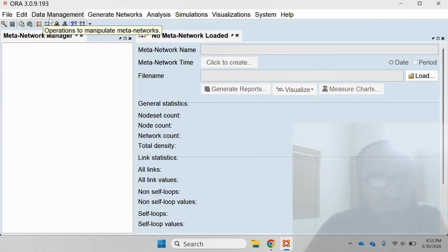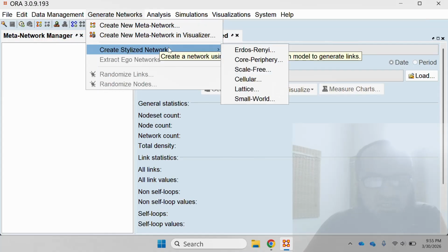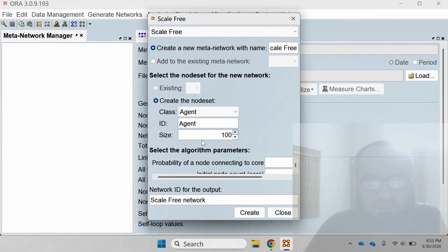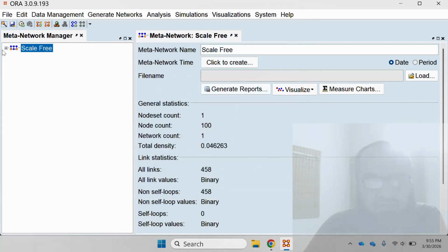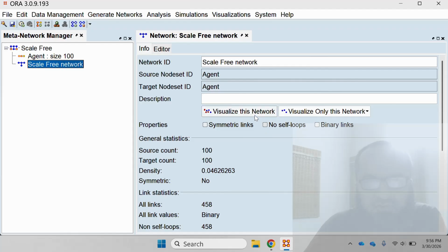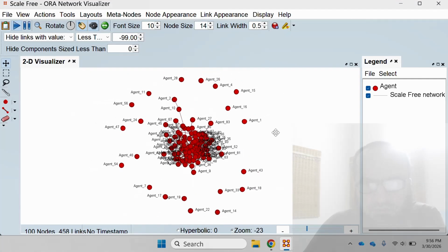There are two ways to simulate diffusion. First of all, let's create a network. I generate a stylized network, and I create a scale-free network with 100 nodes, with all the default settings. Create. So we have this network now, and we can visualize it. This is the network with 100 nodes which is created.